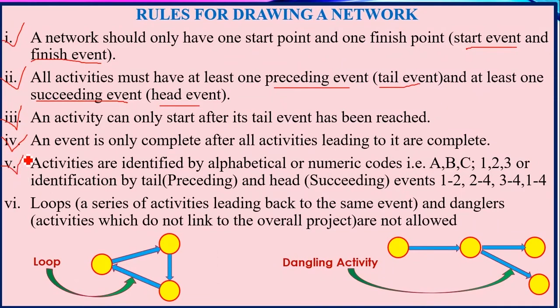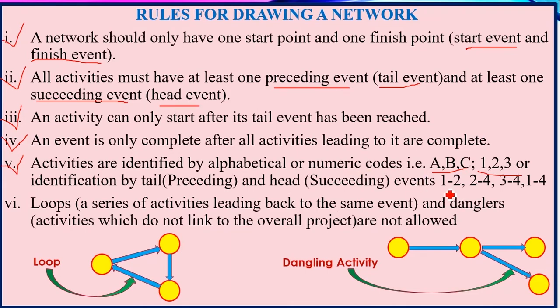We go to rule number 5. Activities are identified by alphabetical or numerical codes. So we normally label activities as A, B, C, or you can use 1, 2, 3, or you can identify them by using tail event and succeeding events. That is preceding and succeeding events.